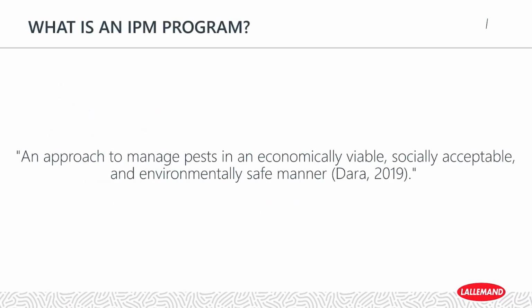So what is an IPM program? There are different ways to describe integrated pest management. One way of describing it is an approach to manage pests in an economically viable, socially acceptable, and environmentally safe manner. Ultimately, it can be viewed as a decision-making process with the objective to prevent pests and pathogens from reaching damaging levels and for determining what actions to take when they occur.